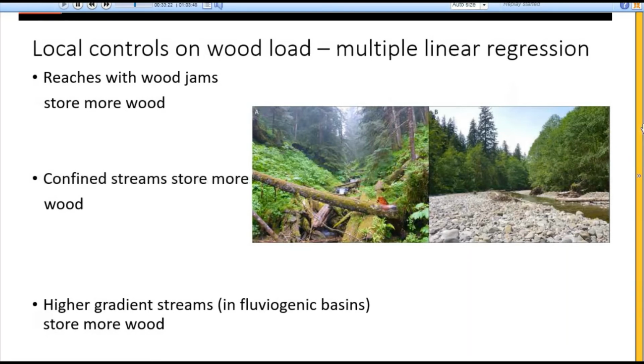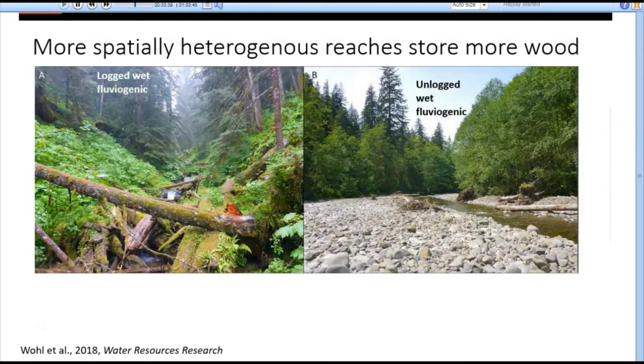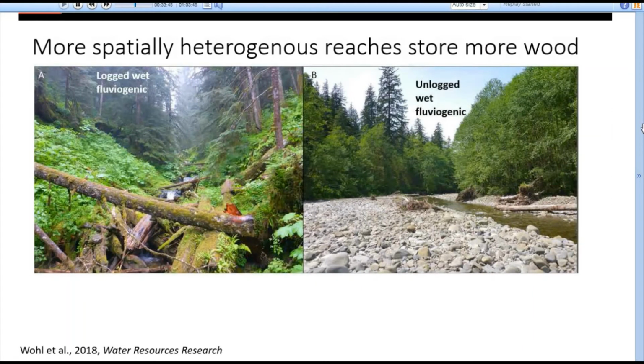And then finally, higher gradient streams that contain features like steps and pools, a little bit more vertical complexity in their channel beds, tended to store a little bit more wood, again because there are these features that wood can rack up on and accumulate. So I want to summarize this a little bit, at least the last 2 observations, with this idea that more spatially heterogeneous reaches tend to store more wood. Reaches with more complexity in terms of the large immobile elements that likely won't move downstream during the next flood tend to rack up and store a little bit more wood than reaches without those elements.